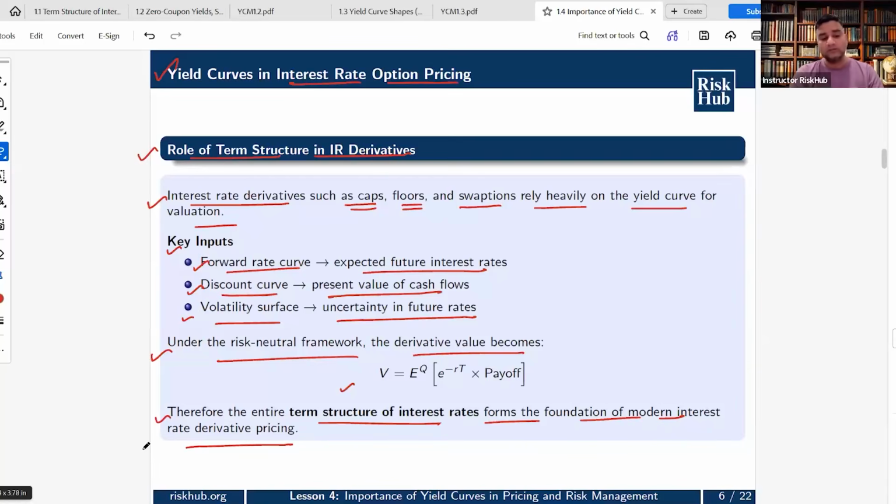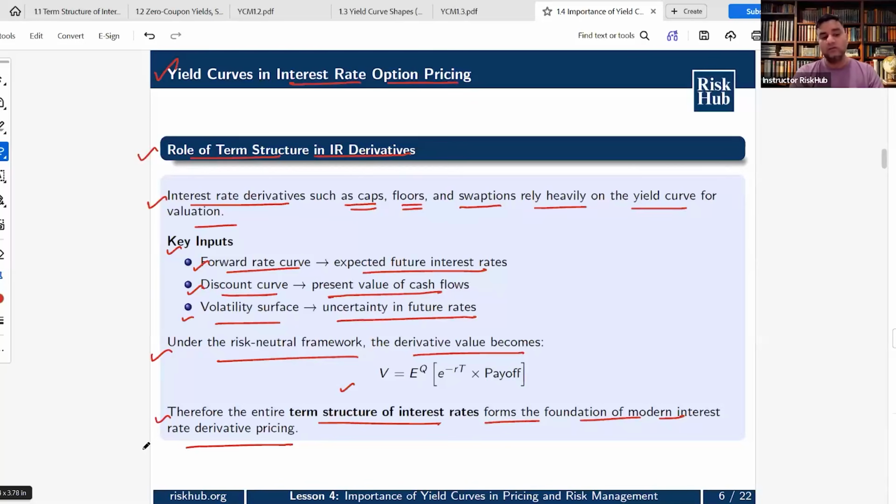The slide basically covers options that pay off on events in interest rates. A cap is a contract that pays when a floating rate rises above a set level. A floor is a contract that pays when the rate falls below a set level. A swaption is basically an option to enter a swap at a set fixed rate. Volatility surface: a table of implied volatility across strikes and maturities. It measures how uncertain the market is about future rates.